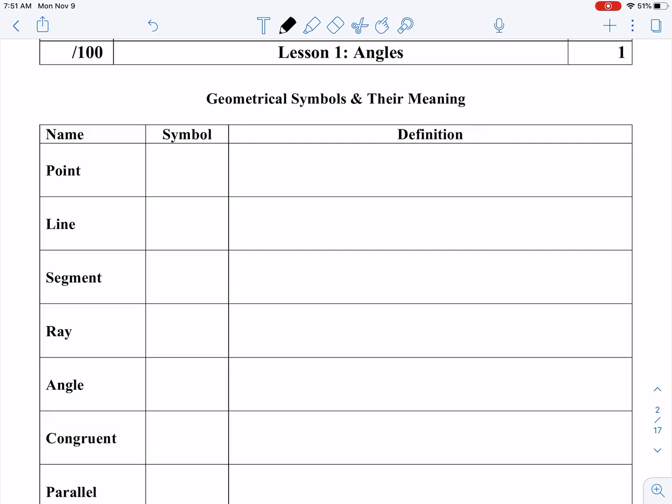So a point, right, is just a point with the letter. Okay. So the definition of a point, right, is just a particular place in space. Right, and its coordinate is x, y.